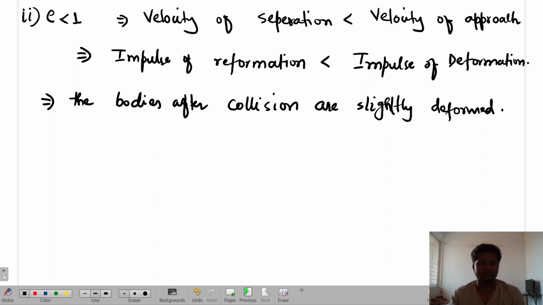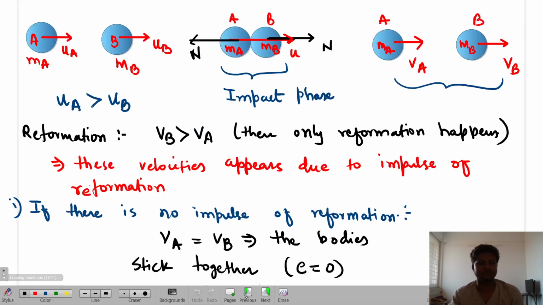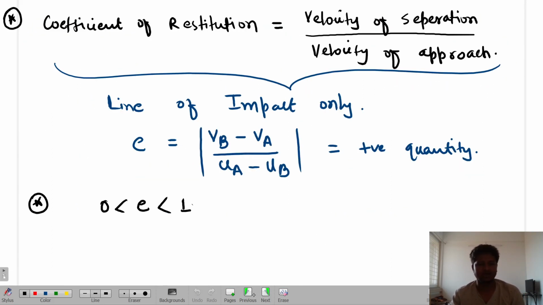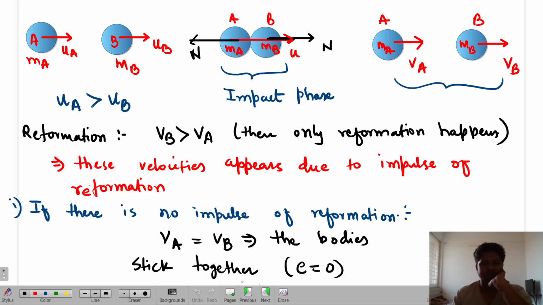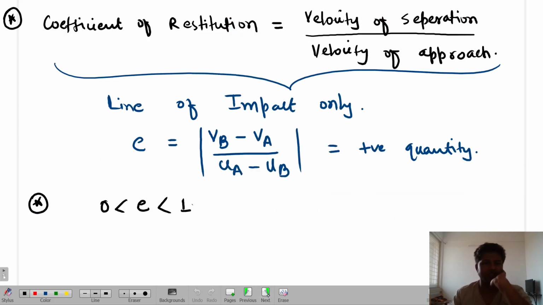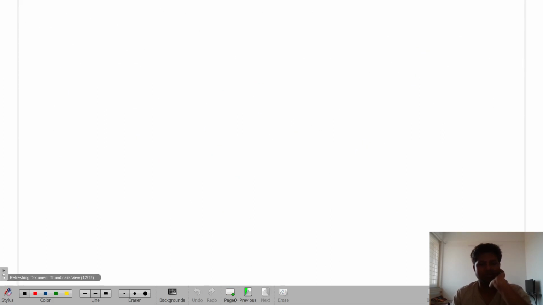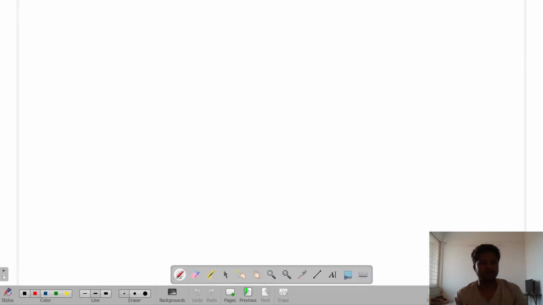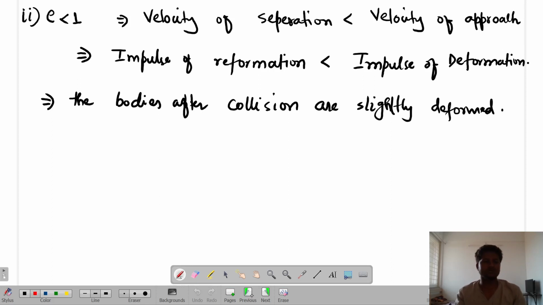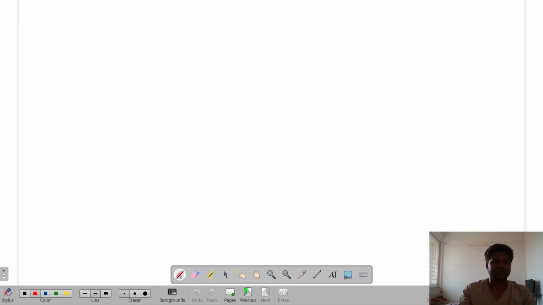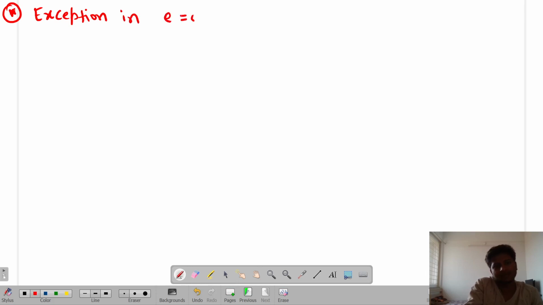Now, we talked about all these cases: E is equal to 0, E is equal to 1, and E less than 1. E is equal to 1 and E less than 1 is not a big issue. But the question is about this exception in E is equal to 0. E is equal to 0 means what? No impulse of reformation, isn't it?